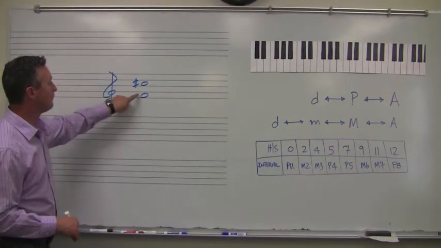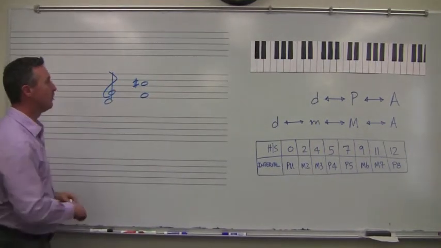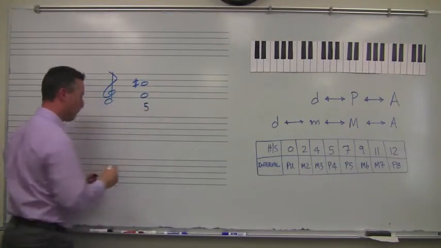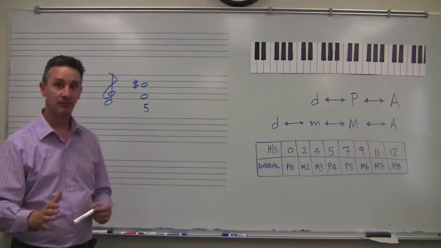So we count up 1, 2, 3, 4, 5. There are 5 lines and spaces involved in this interval. So it is some kind of fifth. Whatever else it may be, it is some kind of fifth. Alright?